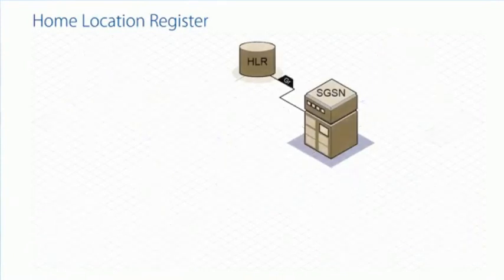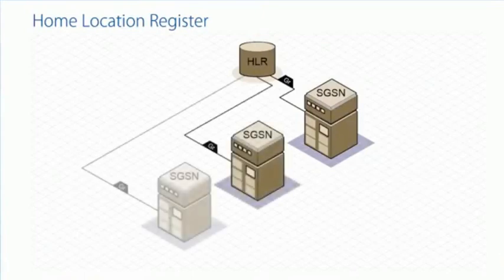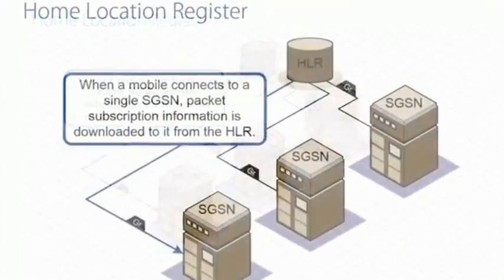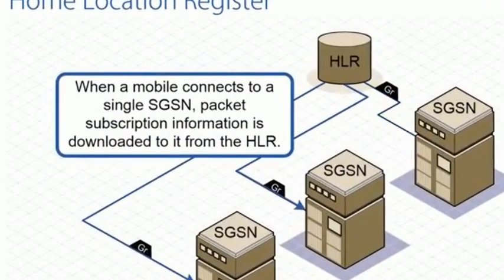Now, just as a network will have multiple MSCs to support circuit switching operation, it will have multiple SGSNs to support packet switched operation. And each of these SGSNs will connect to the HLR via the Gr interface. So as a mobile connects to an SGSN, we will then download packet switch subscription information from the Home Location Register down towards the SGSN, enabling it to manage this particular mobile. So just as the SGSN will manage the packet switch services delivered to the subscriber, the MSC VLR will have managed the circuit switch services, again to the same mobile.